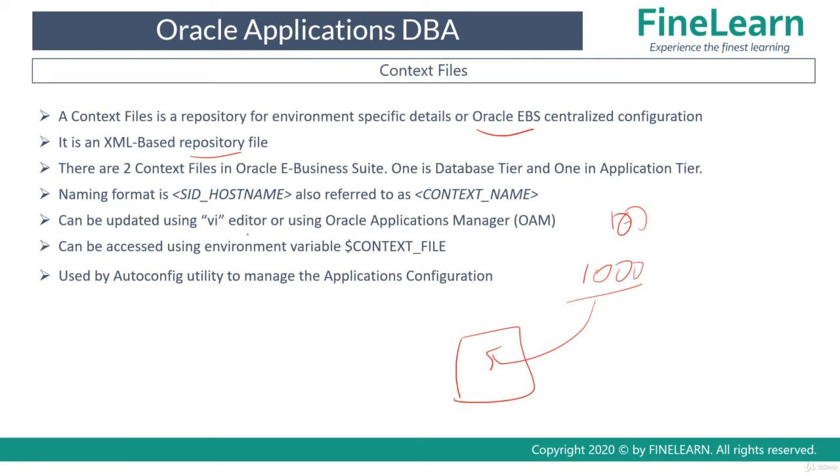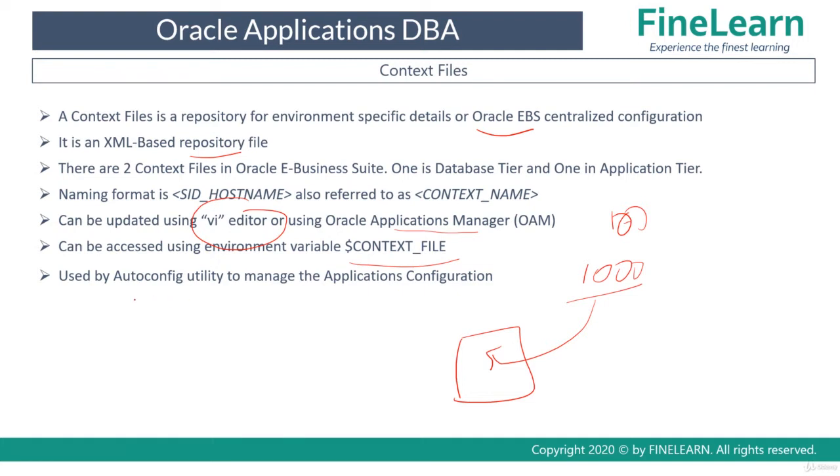There are two ways to edit the context file. One, you can edit directly using vi because it's a simple XML file, or you can also edit through Oracle Applications Manager through the front end. Oracle obviously recommends you to modify the parameters using Oracle Applications Manager, but of course you can use vi as well. To access the context file, you can directly use the environment variable $CONTEXT_FILE.